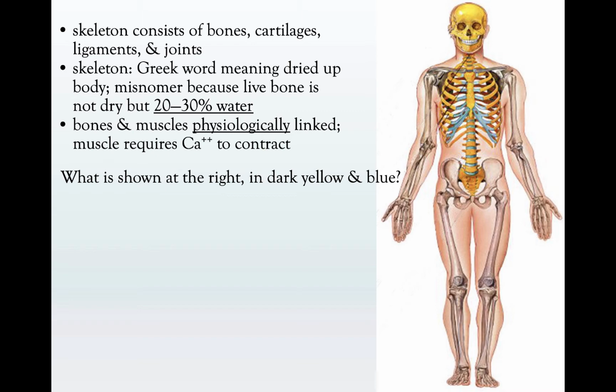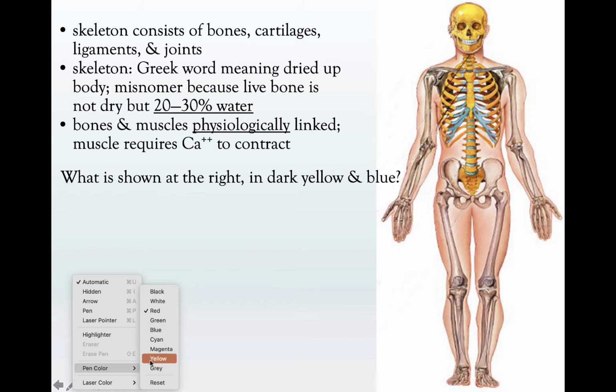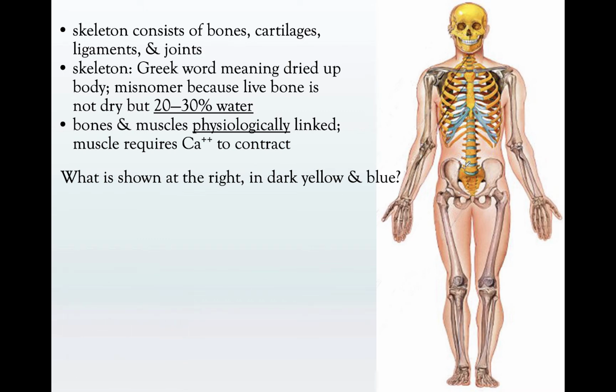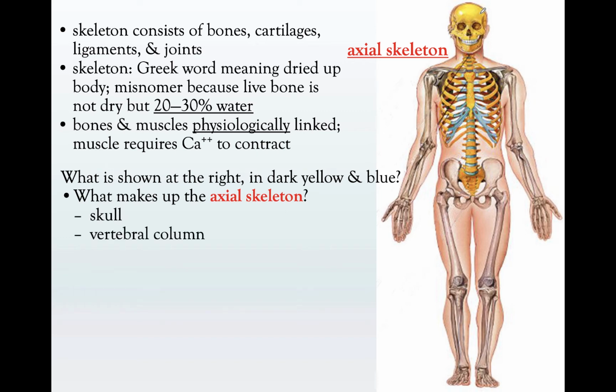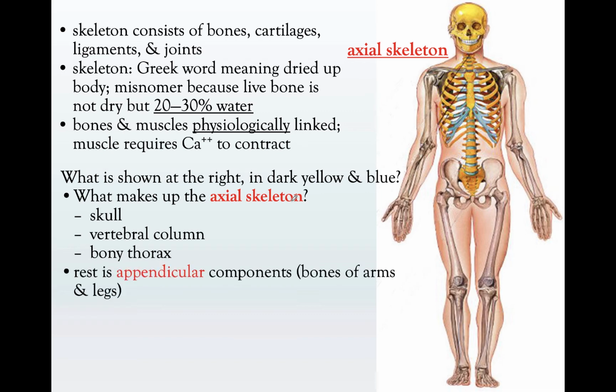Now, if you look at the right, what do you see in the dark yellow and the blue? What you should have said is that what we see here is the axial skeleton. Axial means right down the middle, like the axle of a wheel. The axle of a wheel is in the middle. Well, what is it that makes up the axial skeleton? You can see, obviously the skull, also the vertebral column, and finally the bony thorax. That's a little bit redundant because the bony thorax includes thoracic vertebrae, so we've listed vertebrae twice in a sense. The rest of the skeleton is the appendicular components, bones of the arms and the legs.